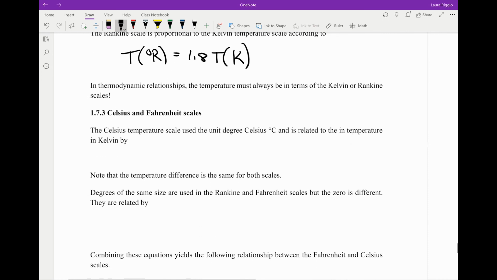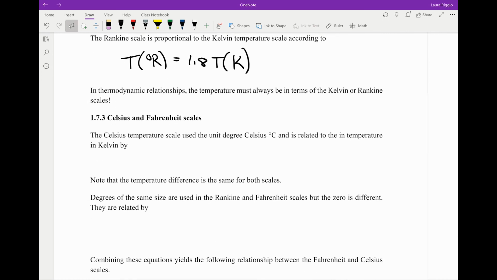So much like we have to use absolute pressure in all of our thermodynamic relationships, we also have to use absolute temperature. So even though problems are typically going to list temperature in Celsius or Fahrenheit, you're going to have to use temperatures in Rankine or Kelvin to determine all of your thermodynamic relationships.